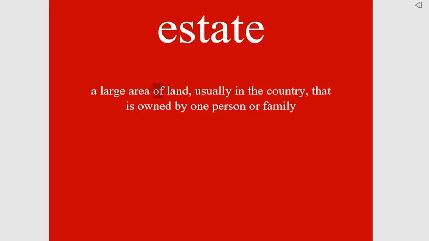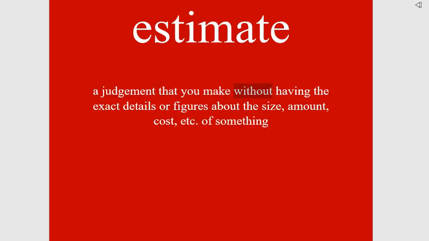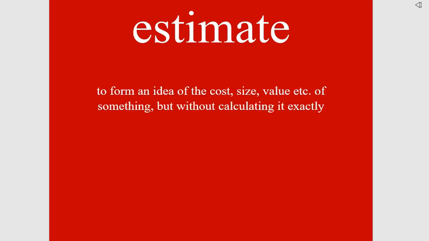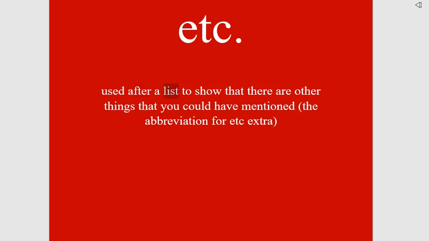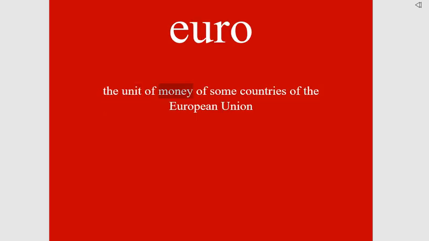Estate. A large area of land, usually in the country, that is owned by one person or family. Estimate. A judgment that you make without having the exact details or figures about the size, amount, cost, etc. of something. Estimate. To form an idea of the cost, size, value etc. of something, but without calculating it exactly. Etc. Used after a list to show that there are other things that you could have mentioned, the abbreviation for etcetera. Euro. The unit of money of some countries of the European Union.